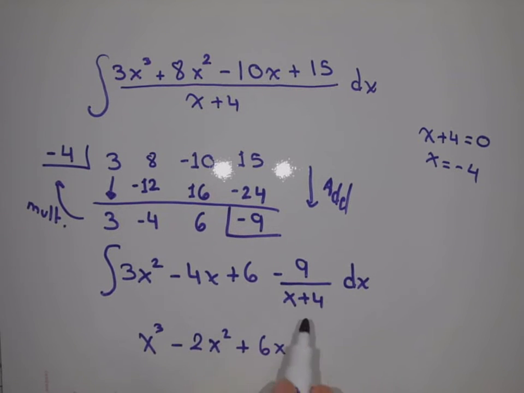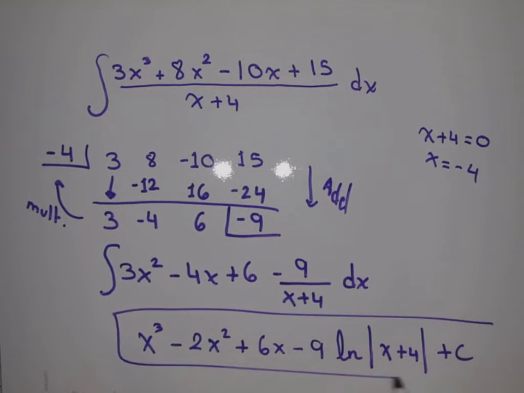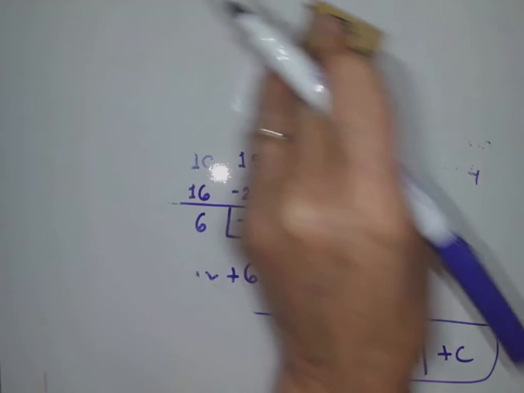And then this one is going to be our natural log, right? So minus 9, and we have a natural log. This is not guaranteed to be positive, so we're going to need absolute value, x plus 4, close, and don't forget your plus c. And that will be our answer. See, that was very, very quick right there. Okay, you have that on your video, so if you need more time, you can pause, rewind, etc. But I'm going to keep going.